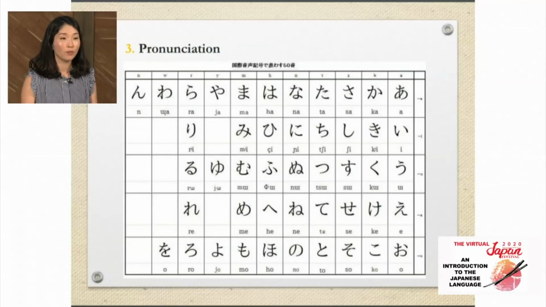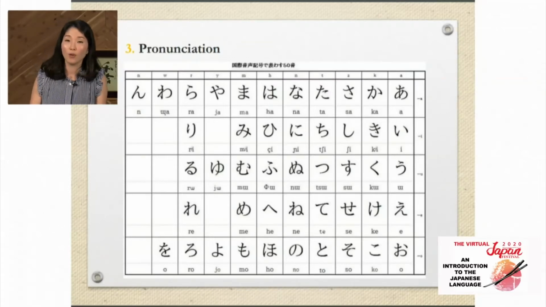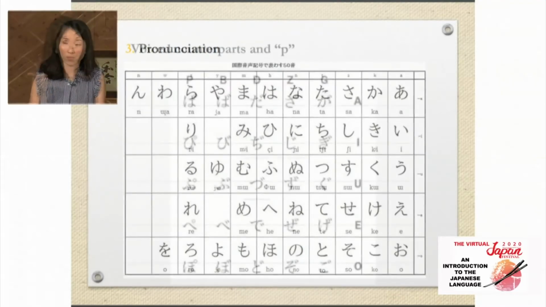But don't worry, you won't confuse these two because this o and the W line are only used as a particle. So you don't see it in a word. And lastly, the last consonant is n. This is exceptional because it does not have any vowel in it. Okay? All right, these are the base of the Japanese sounds.